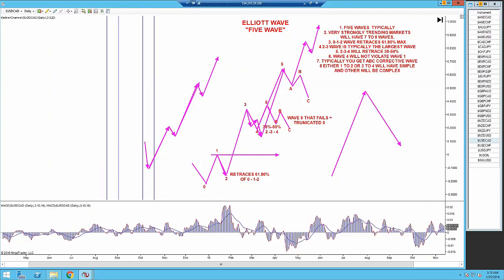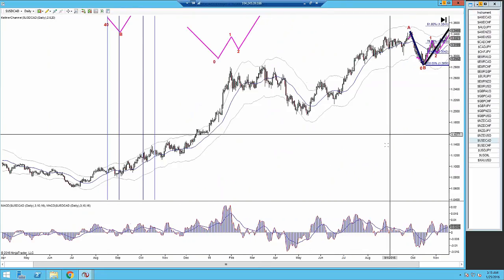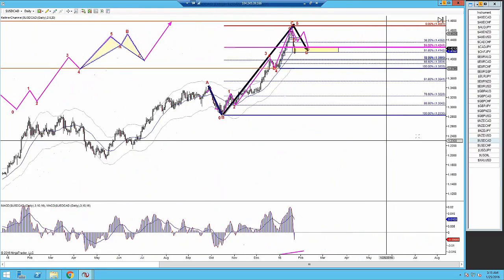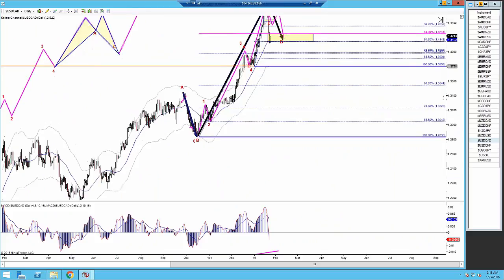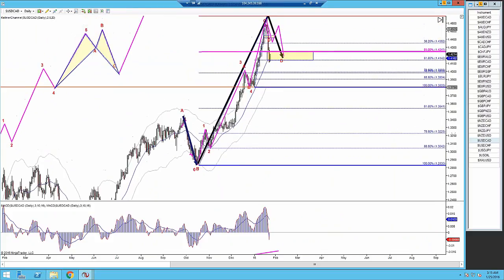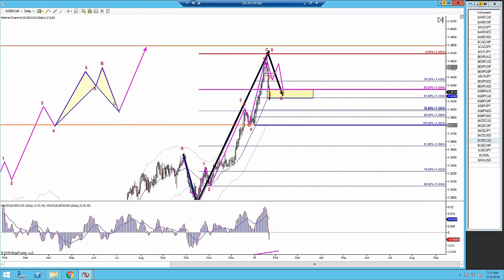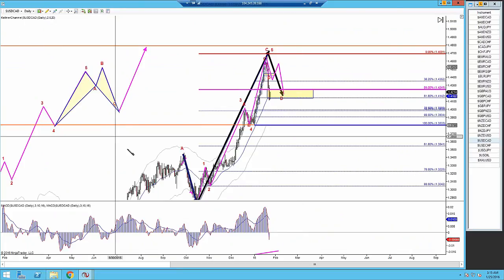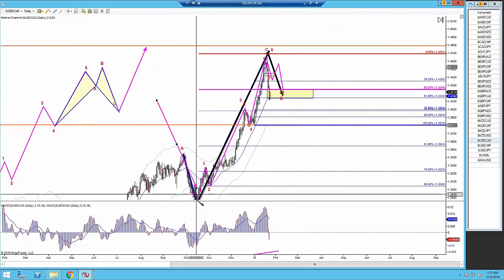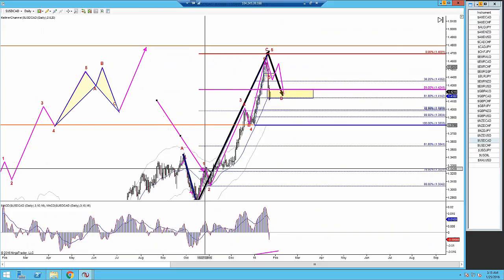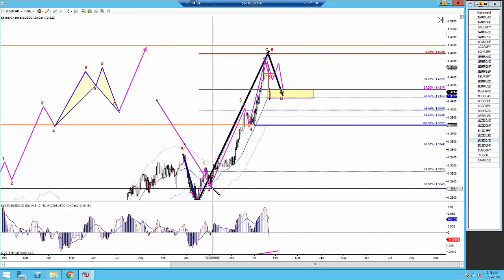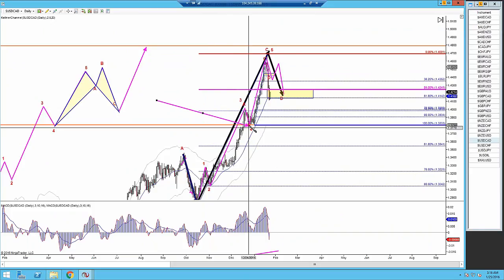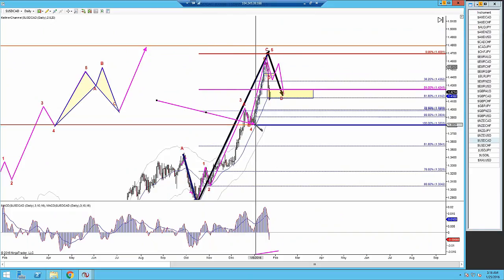Let's go back to what we were looking at. I want you to look at this again now. Let's look once again at the daily chart that we talked about before, on why we talked about going on the sell side. All right? Let's take a look. 0, 1, 2, 3, A, B, C. You see that?